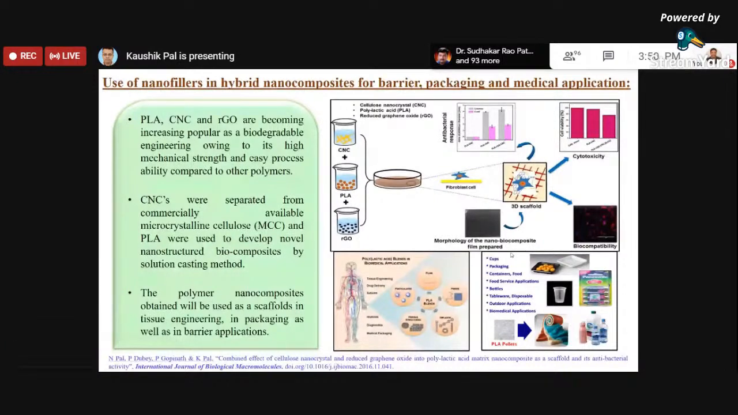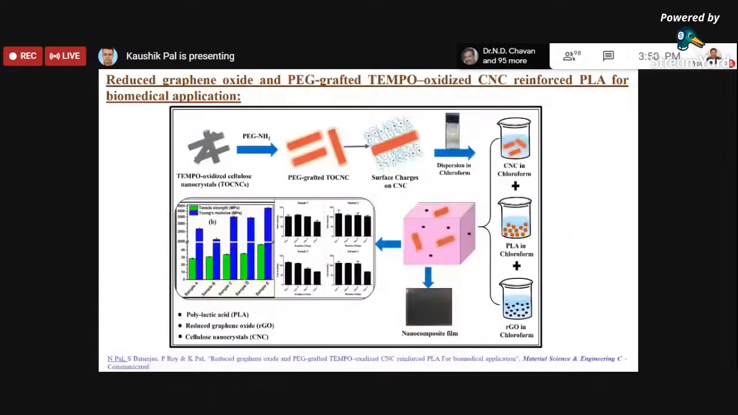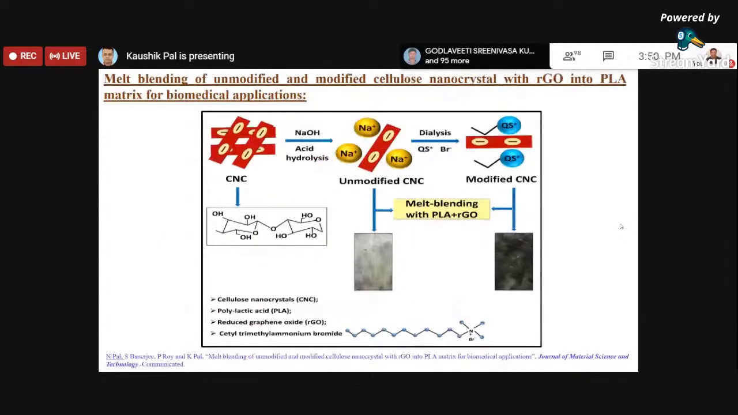Basically the CNC we have synthesized from microcrystalline cellulose, and PLA, polylactic acid, is a good biodegradable polymer, and we have used RGO, which can be used for tissue engineering and for packaging and barrier layer applications. Similarly, we have used polyethylene glycol grafted TOC-NC, so we have modified the CNC also. We have used modified cellulose crystals with RGO in the PLA matrix for biomedical applications.